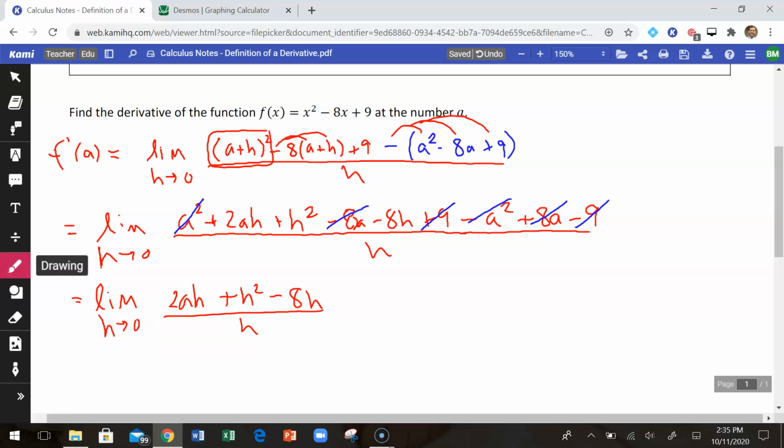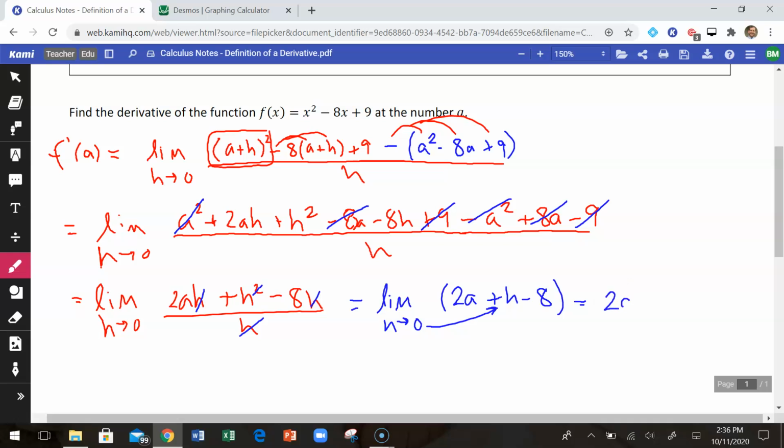Since every term has an h, I can now eliminate an h from every term with the h on the bottom, giving us the limit as h approaches 0 of simply 2a plus h minus 8. I can then plug in 0 for h, and I end up with 2a minus 8.